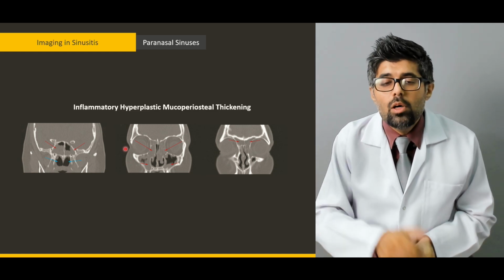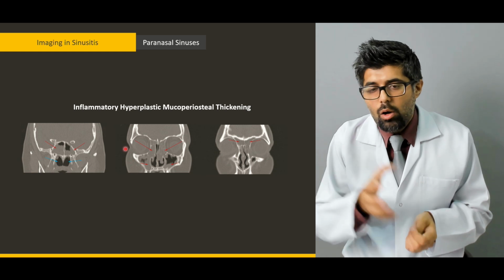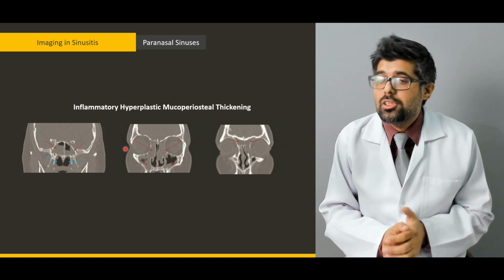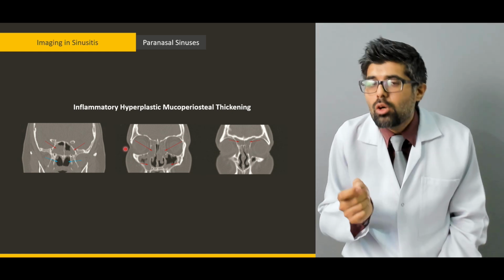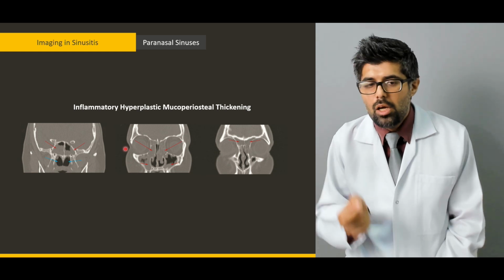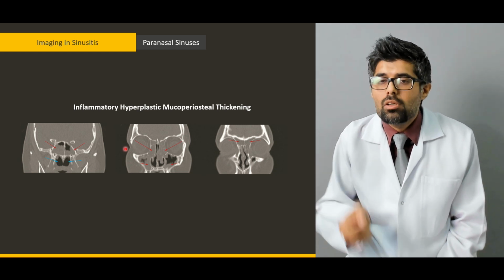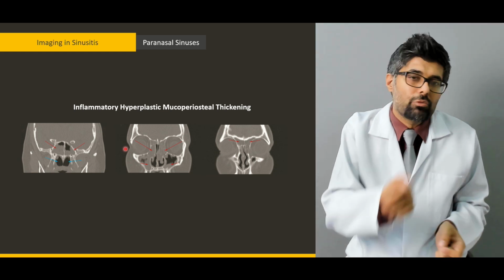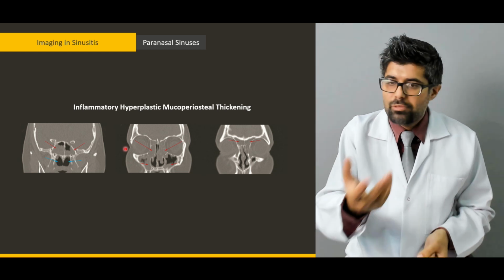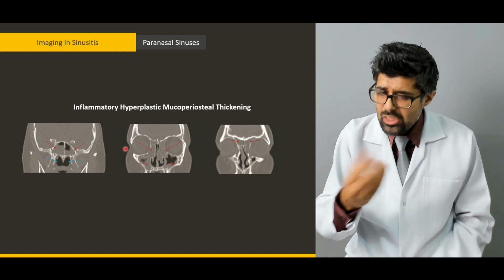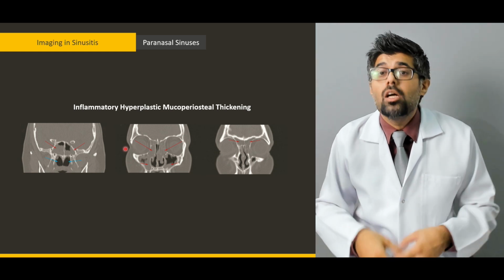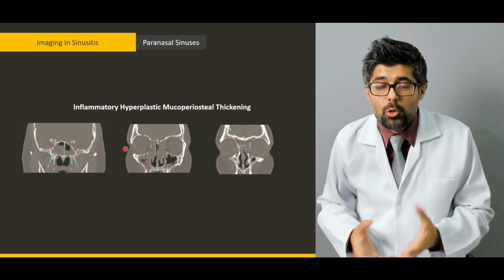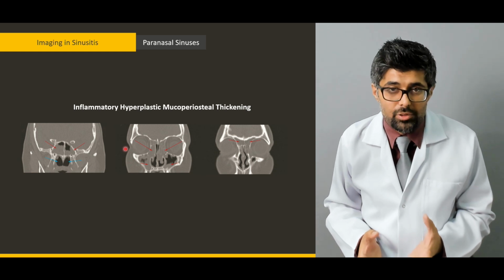And the proper term for this type of thickening is inflammatory hyperplastic mucoperiosteal thickening. Now the word mucoperiosteal is very important because during this inflammation, not only the mucous membrane is involved, but also the periosteum of the bone is involved. So if this disease goes on for a long time, bone erosion might happen, and it might start to infiltrate into other parts of the skull.